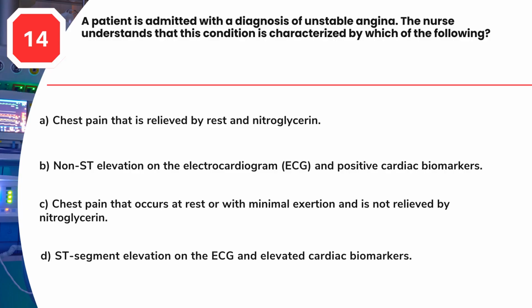Question 14. A patient is admitted with a diagnosis of unstable angina. The nurse understands that this condition is characterized by which of the following? A. Chest pain that is relieved by rest and nitroglycerin. B. Non-ST elevation on the electrocardiogram, ECG, and positive cardiac biomarkers. C. Chest pain that occurs at rest or with minimal exertion and is not relieved by nitroglycerin. D. ST segment elevation on the ECG and elevated cardiac biomarkers.